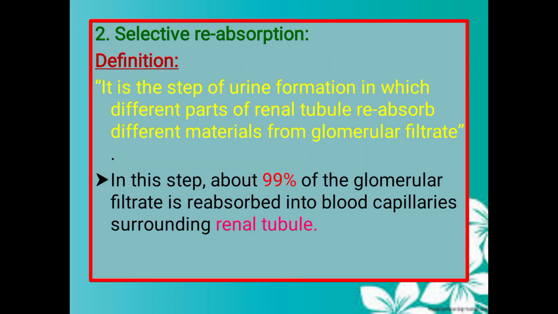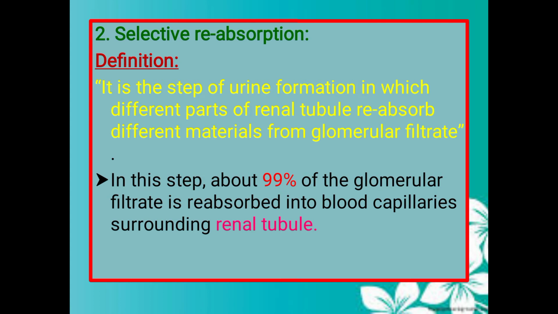Now, the second step of urine formation after pressure filtration is selective reabsorption. This selective reabsorption takes place in the second part of the nephron, that is the renal tubule. And the renal tubule comprises the following parts. First one is the proximal convoluted tubule. Second one is the loop of Henle, and the loop of Henle comprises two parts, the ascending limb of the loop of Henle and the descending limb of the loop of Henle. And the third part of the renal tubule is the distal convoluted tubule.